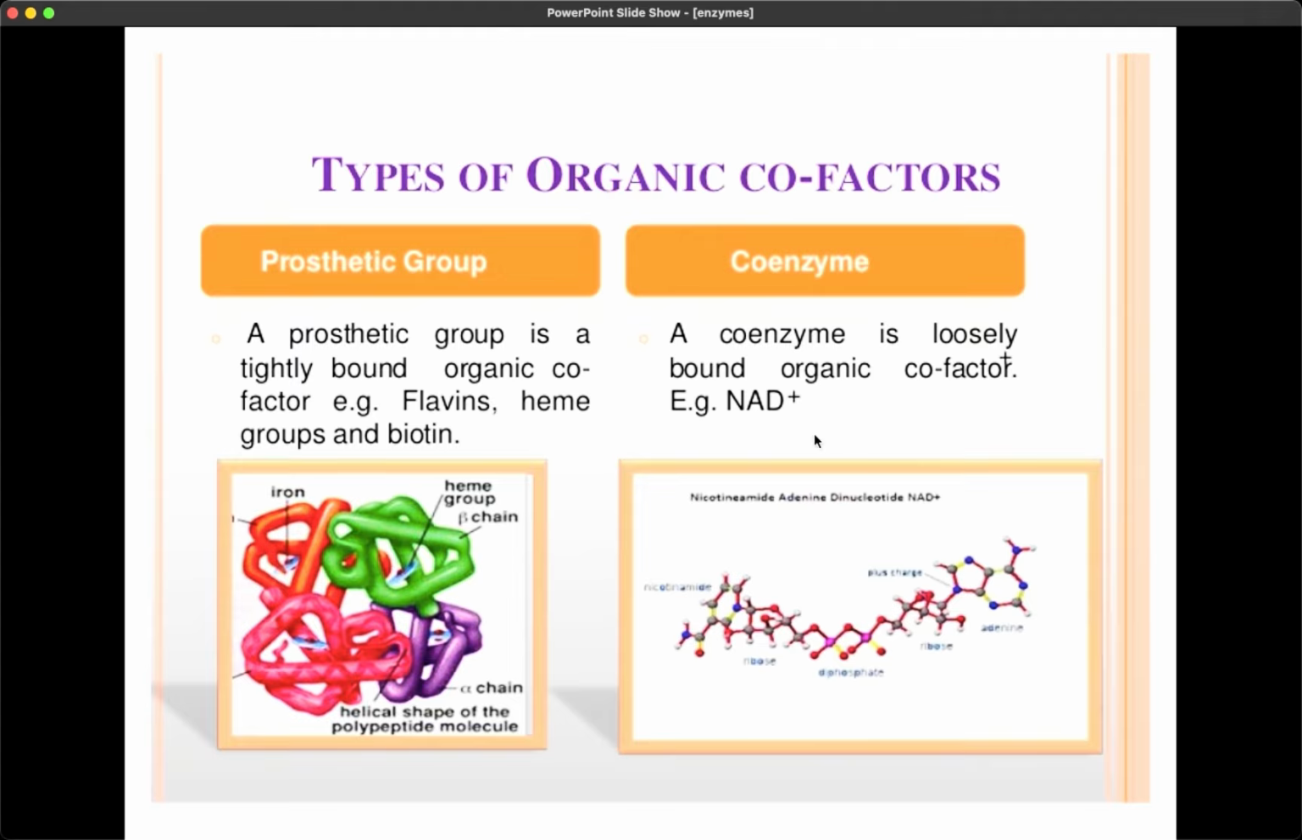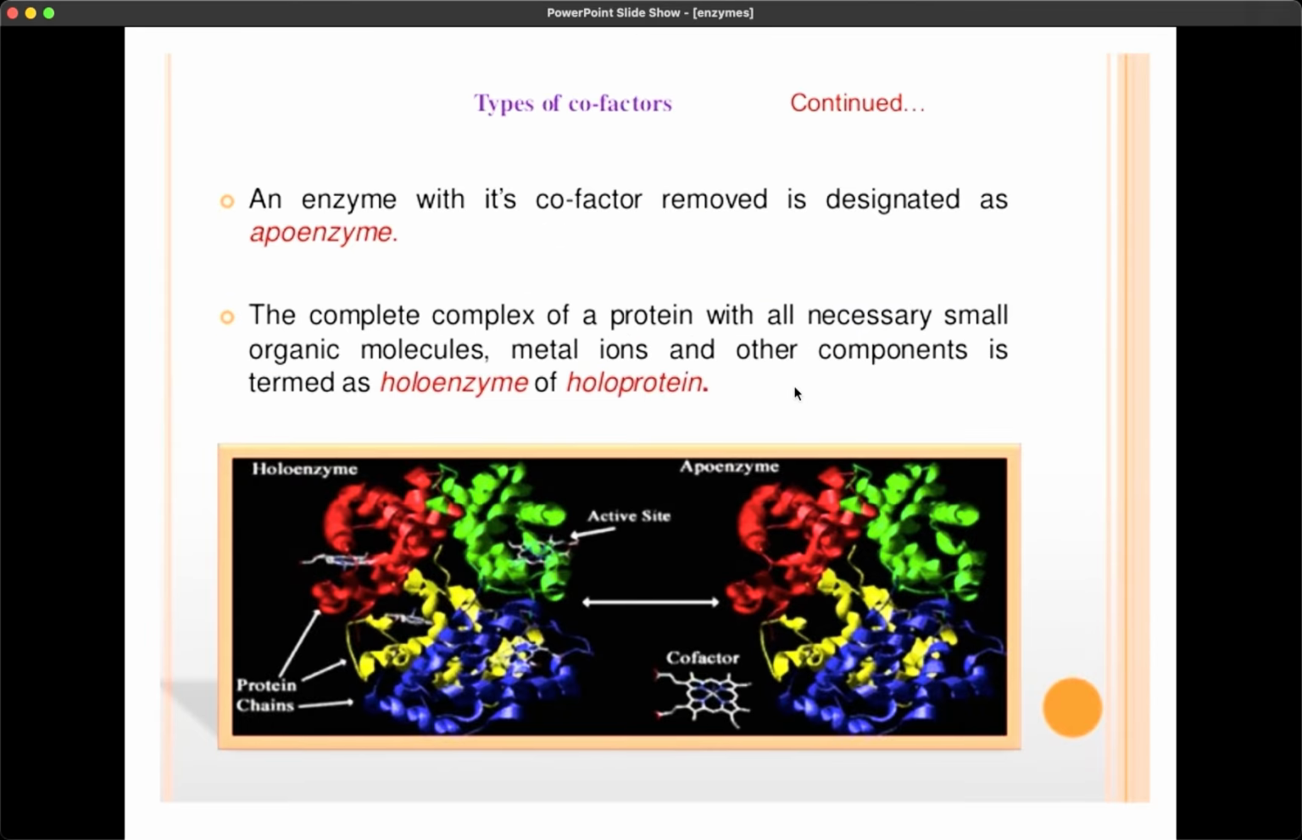Okay, this is loosely bound to the main enzyme. Okay, both are only changed in the strength of their bonding to the main enzyme. This one is tightly bound, this one is loosely bound. Now, we discussed this already.